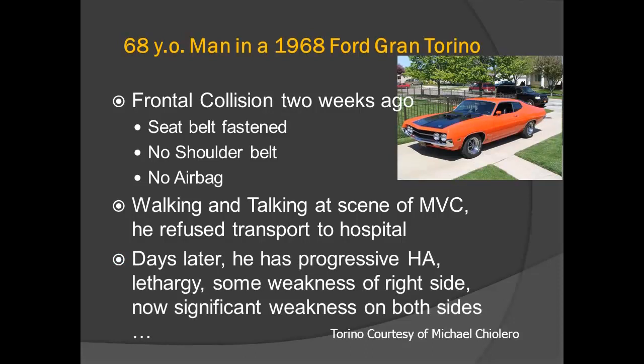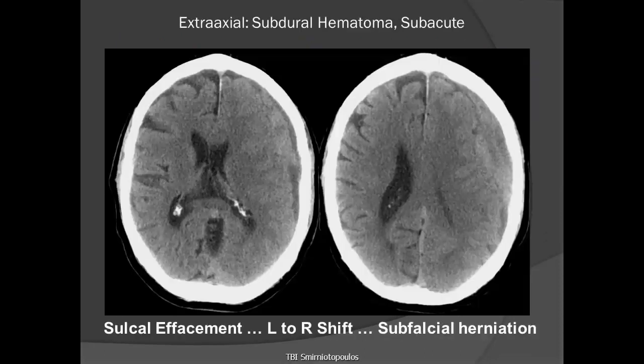Days later he had progressive headache, lethargy, and some weakness of his right side that has now progressed to significant weakness on both sides. If we look at this pair of axial cross-sectional CT images without contrast, we notice immediately an asymmetry in the size of the cerebral sulci, which appear to be effaced over the patient's left hemisphere. There is also an extra-axial collection that is almost iso-attenuating to the underlying gray matter. We can see in the dotted line the interface between the extra-axial subacute subdural hematoma and the underlying brain.